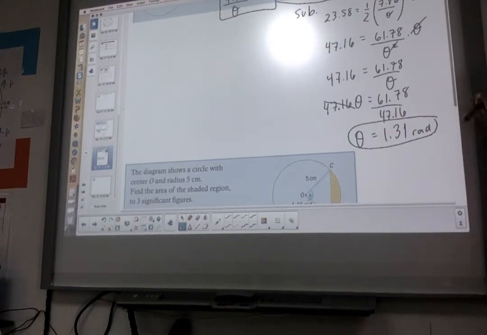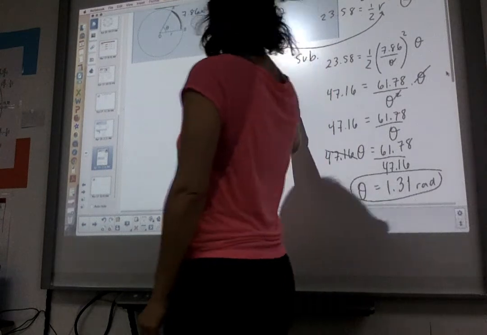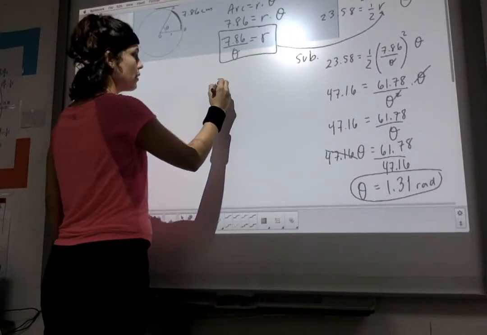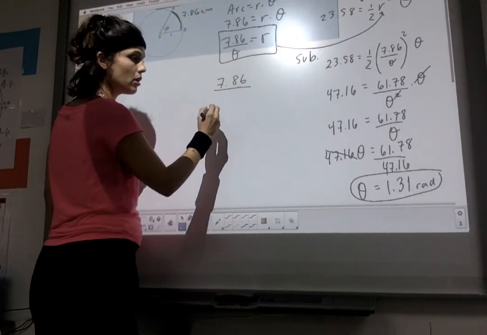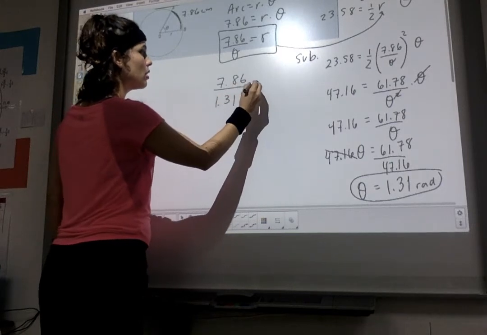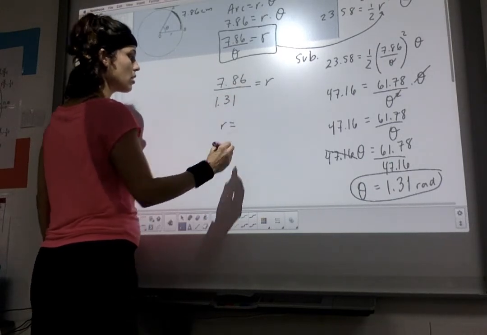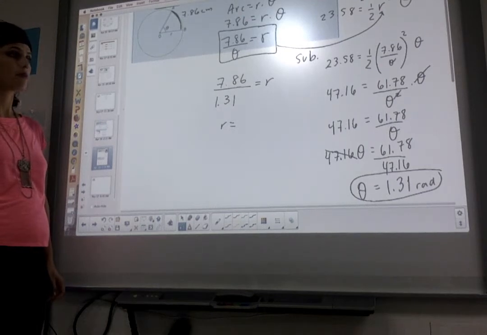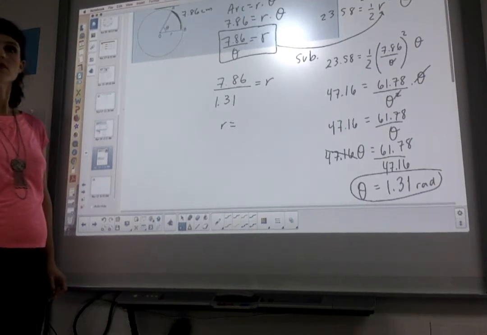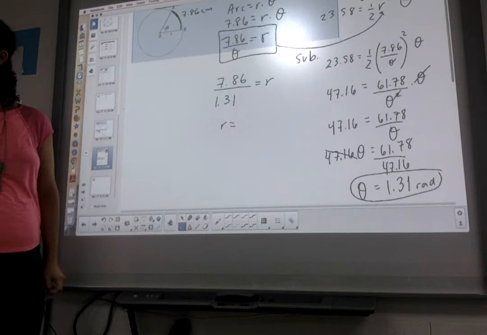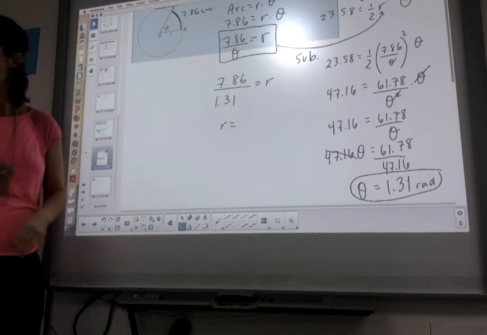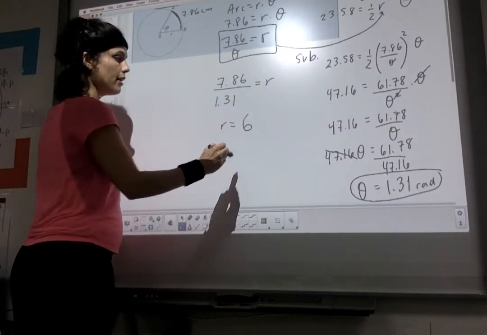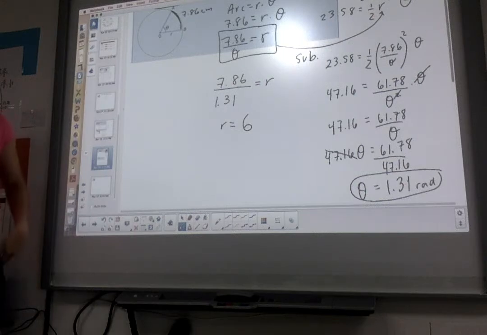And once you have theta, how do you get R? Yeah, don't forget to put it back in here. 1.31. So R is... perfect, 6. Wow, Marina. Perfect. 6 what unit? 6 centimeters.